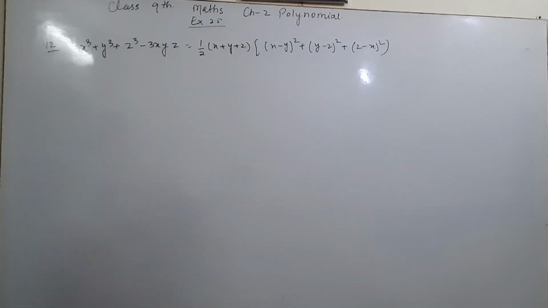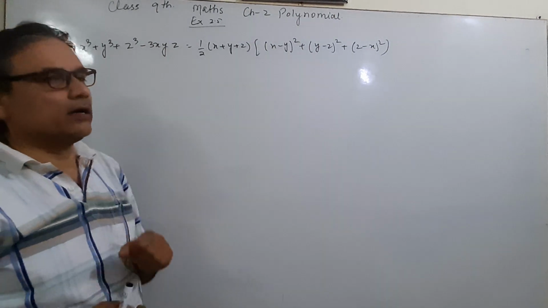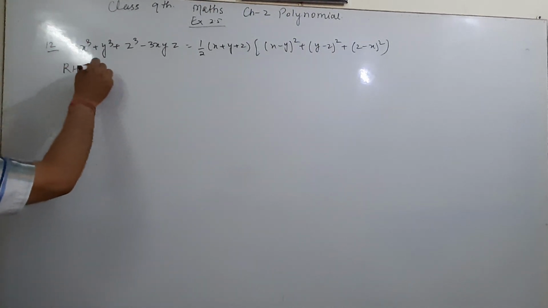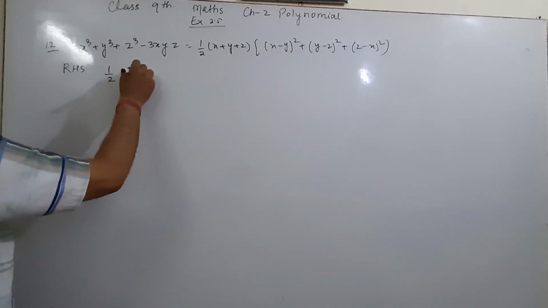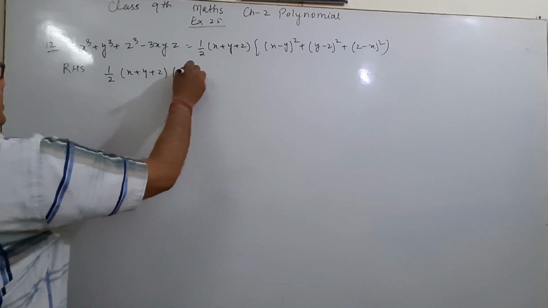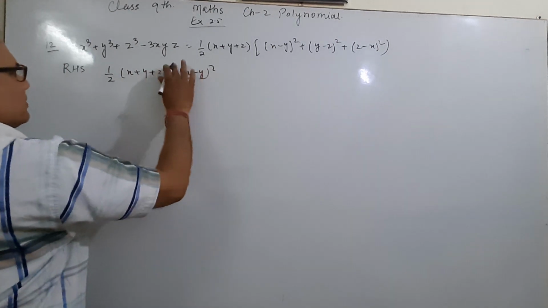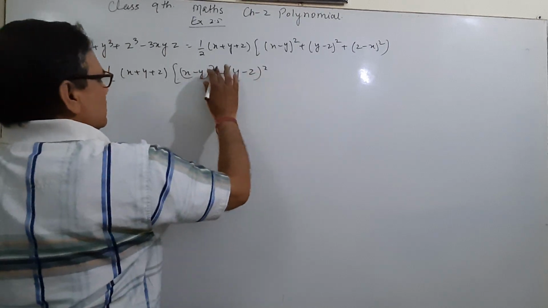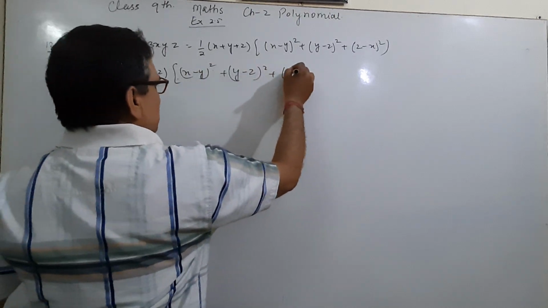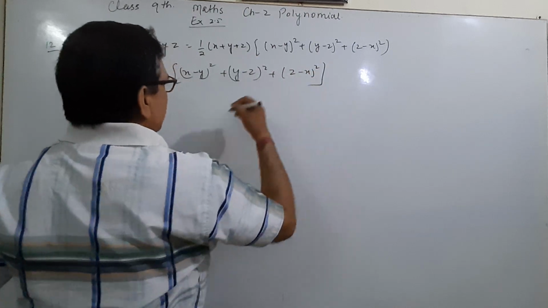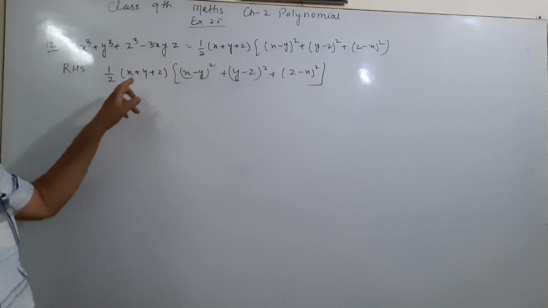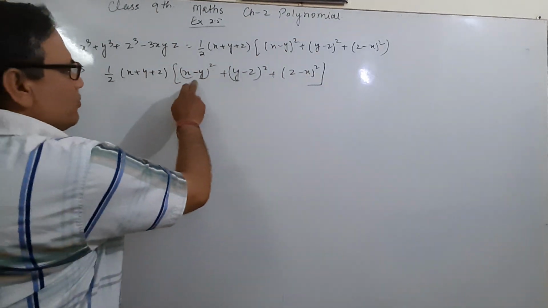When we take the LHS, it is very difficult to solve. It takes so much time. We will take the RHS and solve the RHS. What is the RHS? 1 by 2 (x plus y plus z) times [(x minus y) whole square plus (y minus z) whole square plus (z minus x) whole square]. This is the RHS. And now we have to apply the identity.